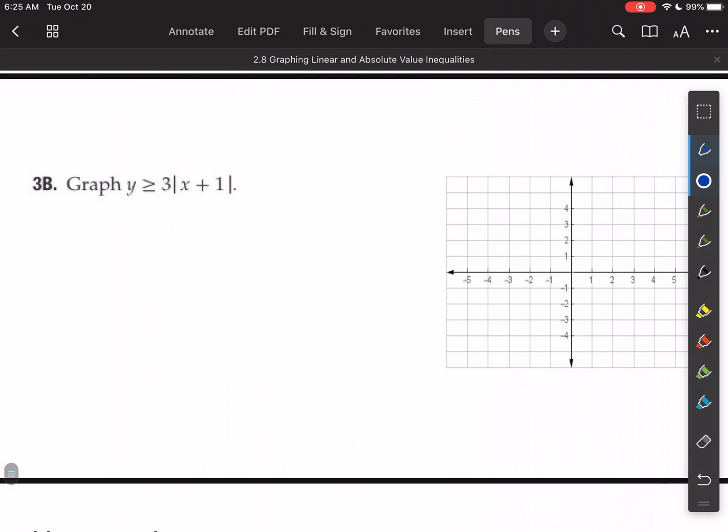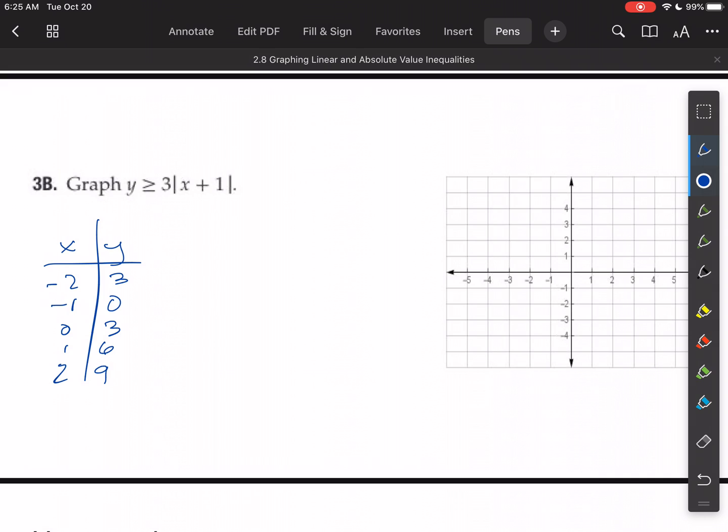3B, one more for you guys, and then you guys are on your own here. Again, for this one, I would go ahead and make one of my tables here: -2, -1, 0, 1, 2. If you plug a -2 into that, you get 3. Plug a -1 in, you get 0. If you plug a 0 in, you get 3. Plug a 1 in, you get 6. Plug a 2 in, you get 9. Hopefully you can figure that math out. I'm just speeding up for time.